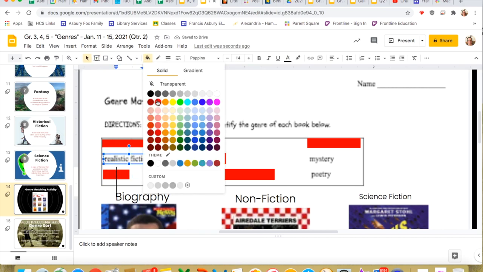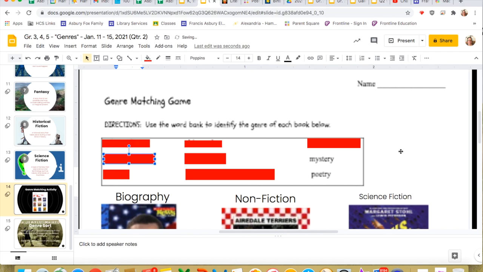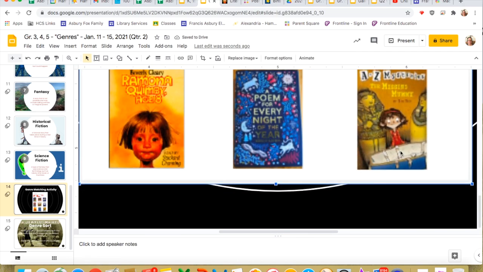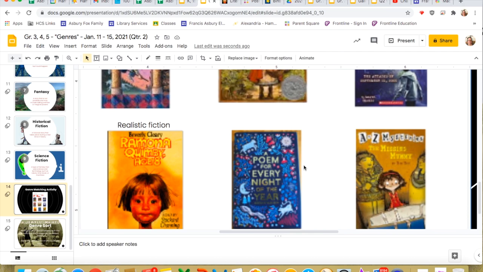and we will mark that off. And then like we said, we have mystery and poetry left. And these are pretty much giveaways. You could tell this is a book about poetry, and this is a book about a mystery. And the A to Z Mysteries, it's a good series. Some of you may have already read a lot of them or most of them. Some of you may not have ever been introduced to them. We also have those in the library for when you guys come back.